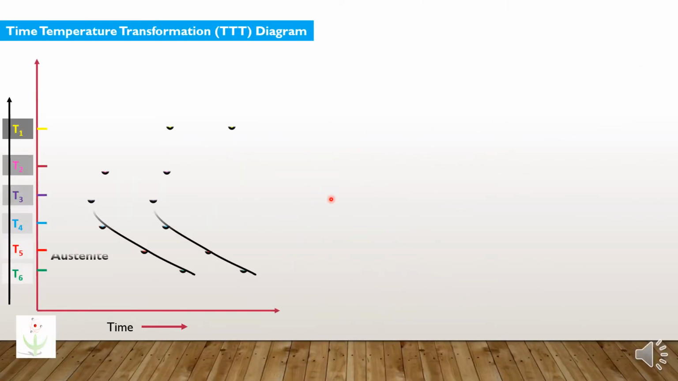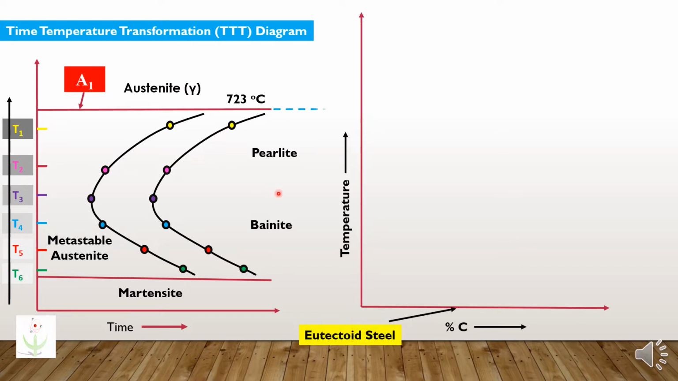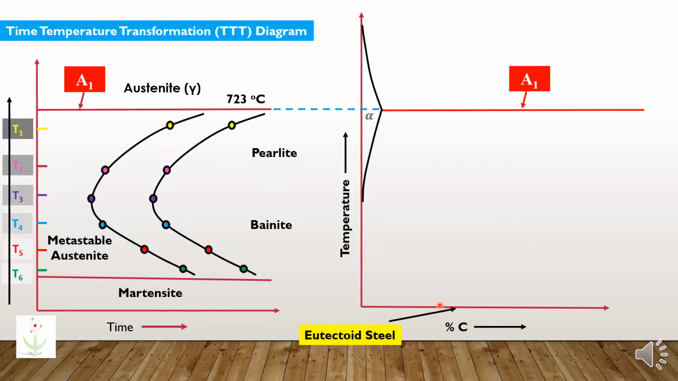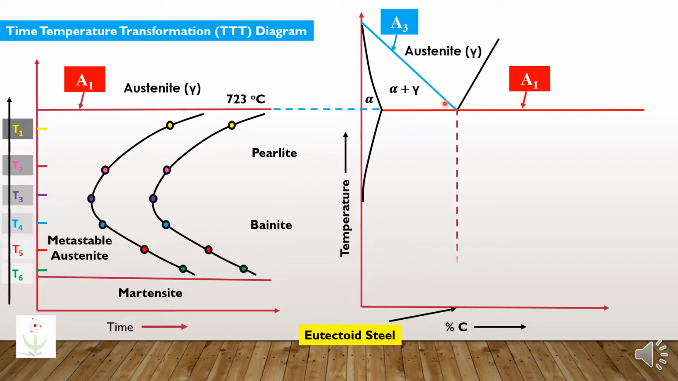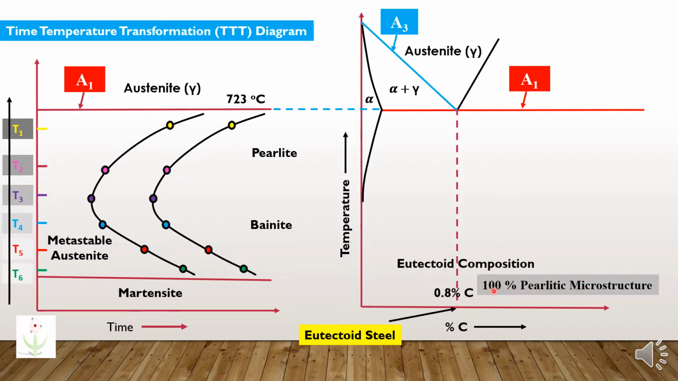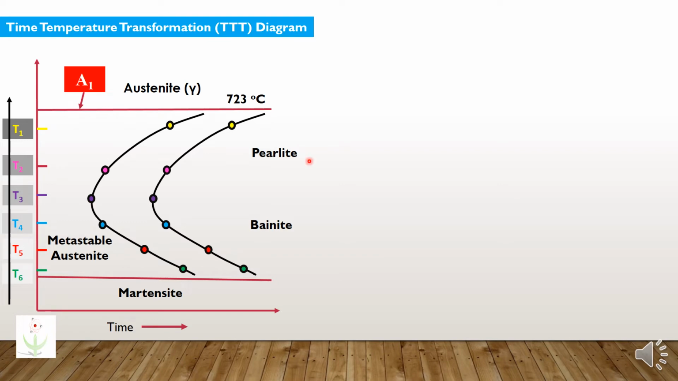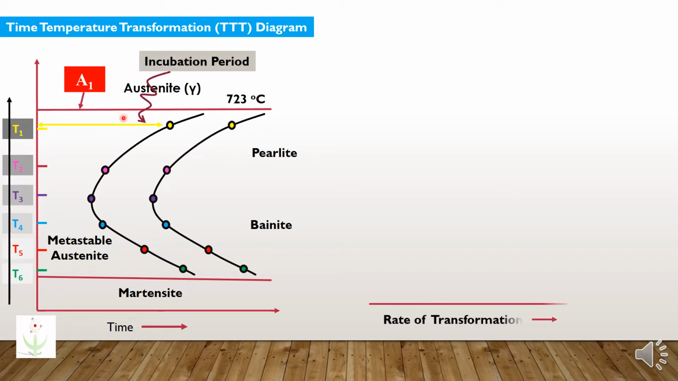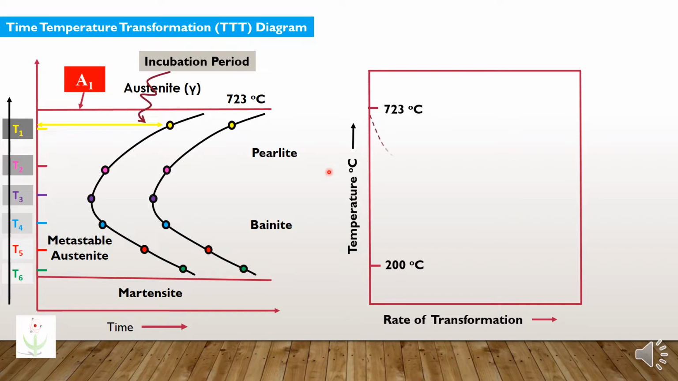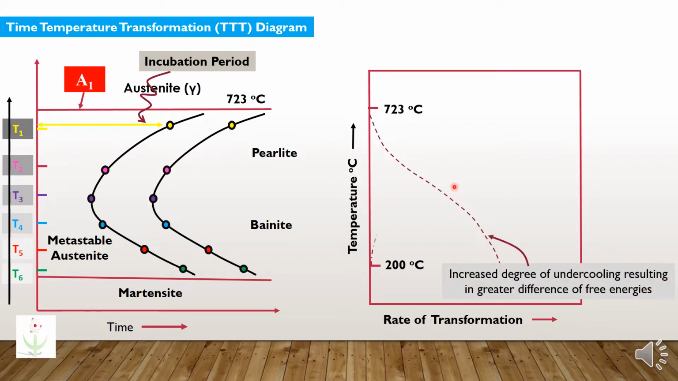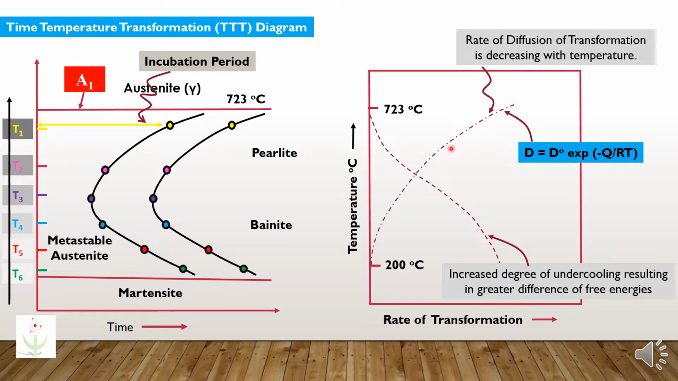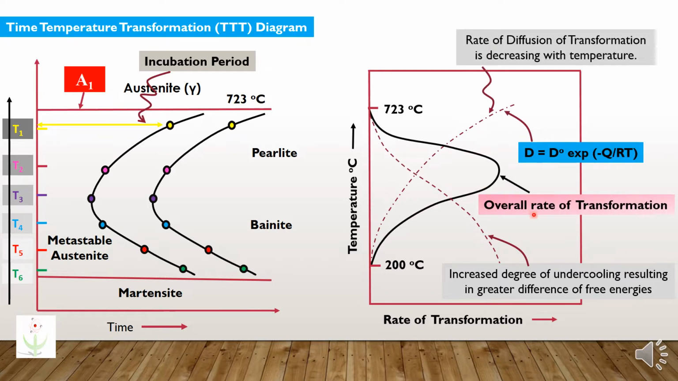Hello friends, today I will discuss with you the time temperature transformation diagram of eutectoid steel that, according to the iron cementite phase diagram, gives 100% pearlitic microstructure upon equilibrium cooling. And then we will discuss what actually happened during the incubation period, and then we will see how the rate of nucleation and the rate of diffusion of carbon atoms play their role simultaneously in changing the overall transformation rate that eventually affects the overall incubation period and changes with temperature. So friends, watch this video until the end.